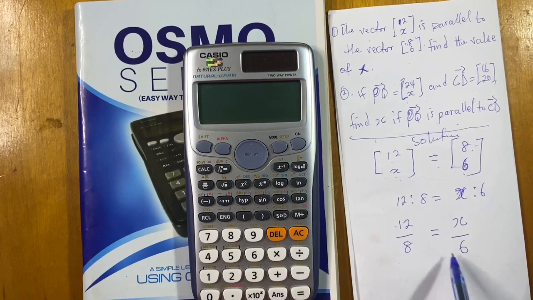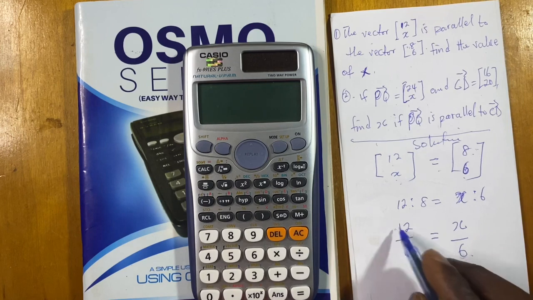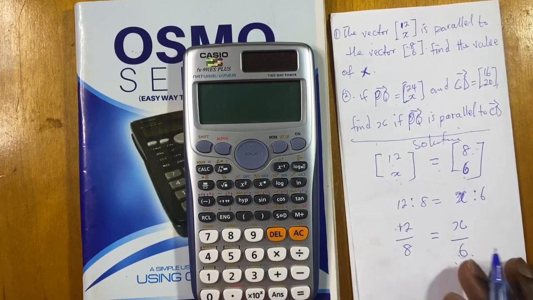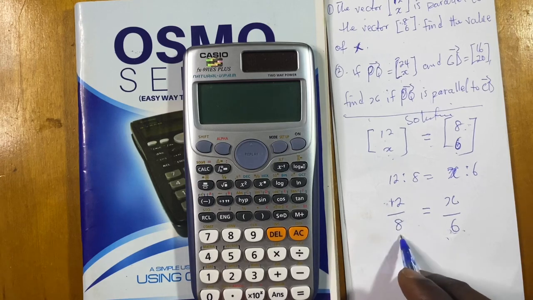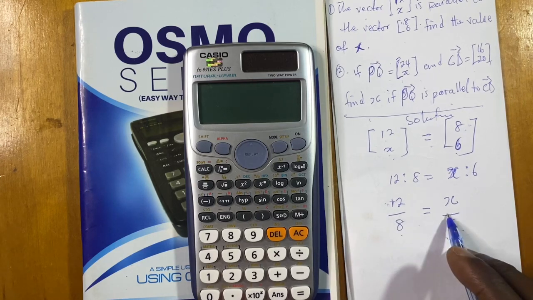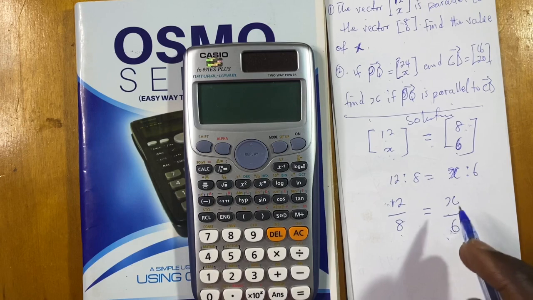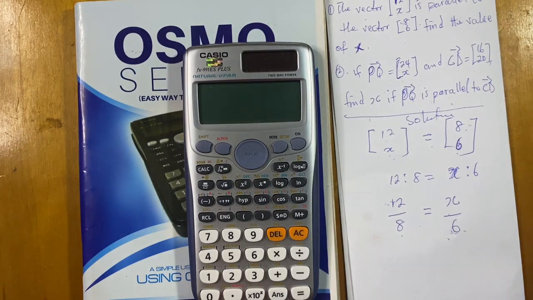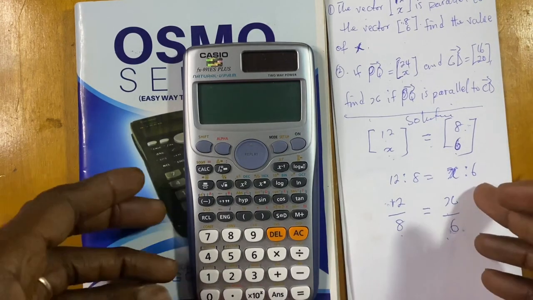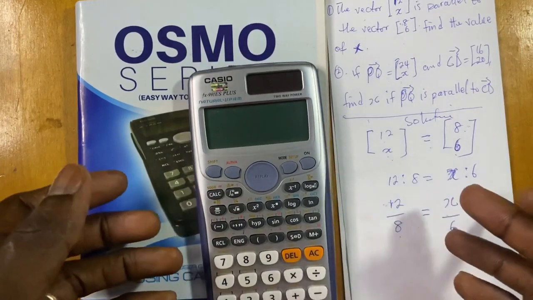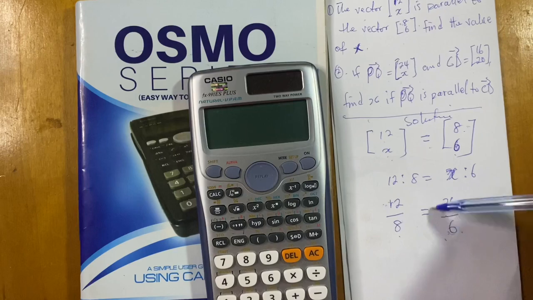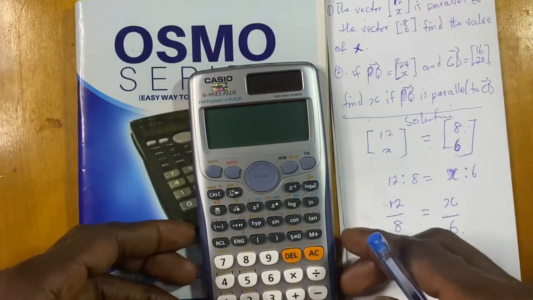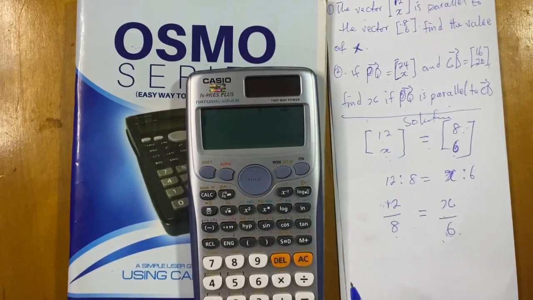So what we have to do is cross multiplication. This is cross multiplication here: 6 times 12 and 8 times x. We divide both sides to get the answer done quickly. At this point, you need to use your calculator to get the answer done. We just had this breakdown, and now let's see what we have to do on the calculator.